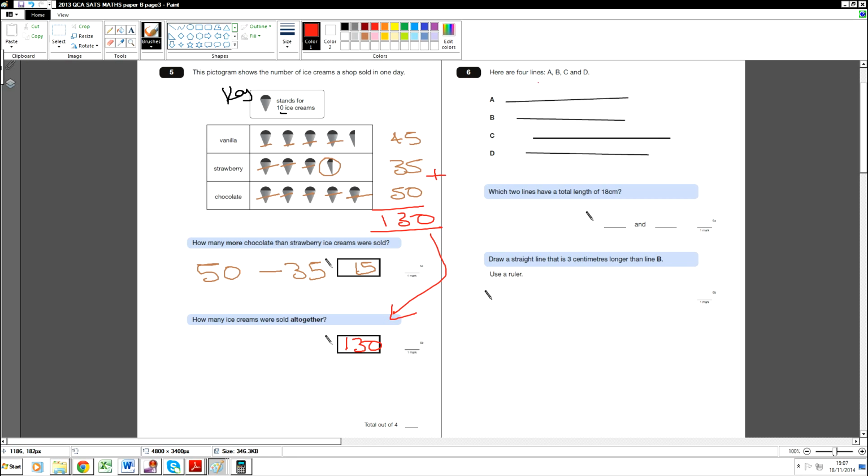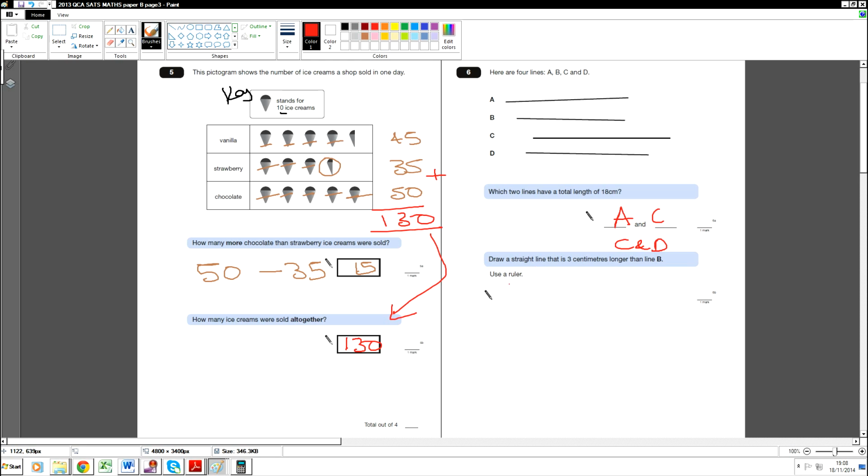Okay, here are 4 lines A, B, C, and D. Which 2 lines have a total length of 18 centimeters? And the answer is A and C, or there's another possibility. D and B. C and D. So you can either have C and A or C and D.